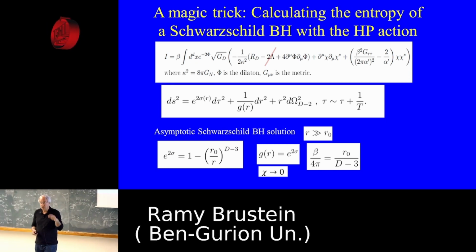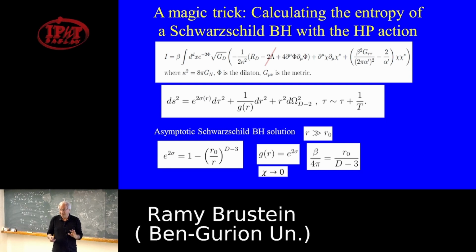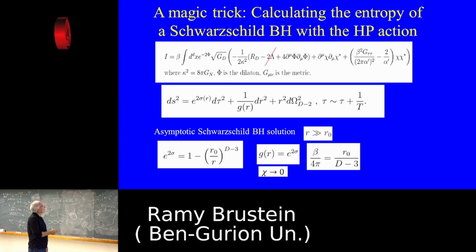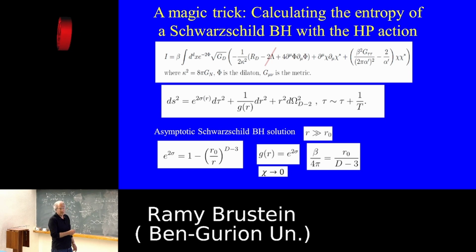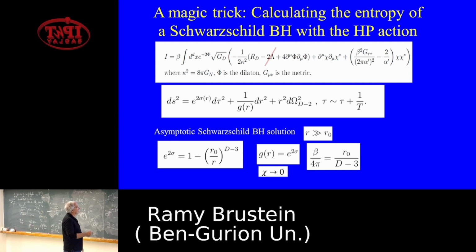And now I want to use this simple theory, and as I said, it's a magic trick. I want to show you how, from this theory, I compute the black hole entropy. So I take out the lambda, the cosmological constant. I use an ansatz for the metric, which is spherically symmetric. Tau is the Euclidean time. It's periodic with this periodicity. And this theory has an asymptotic Schwarzschild solution with chi going to 0. Beta, the circumference of the thermal circle, is R0 over d minus 3. I do it for every d. Little d is the space dimension. And we start with that.